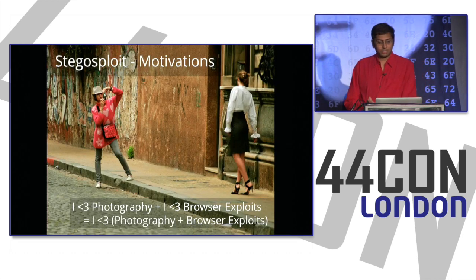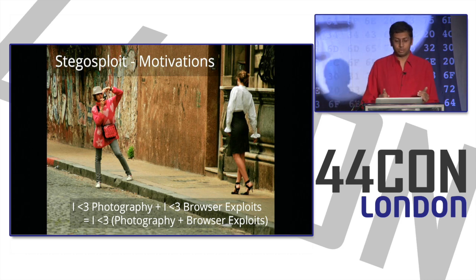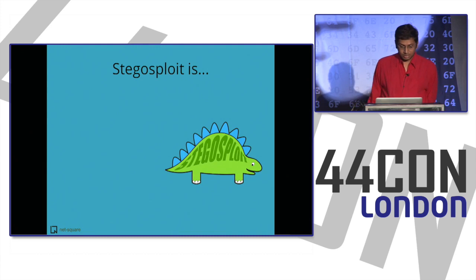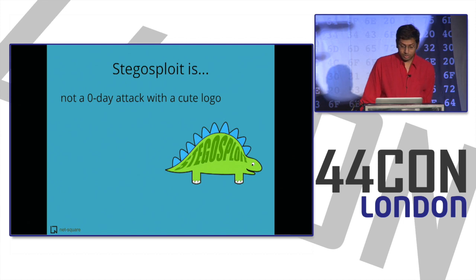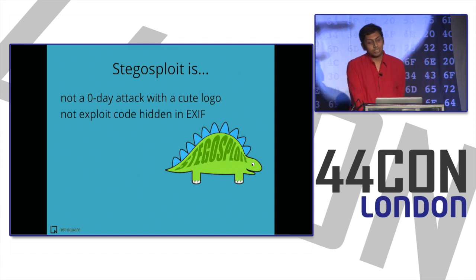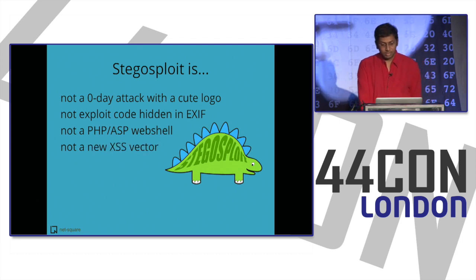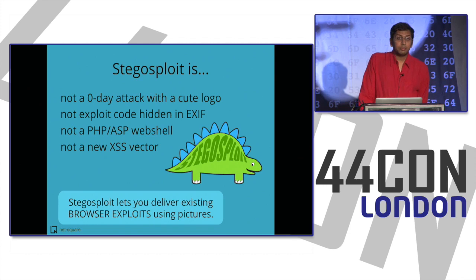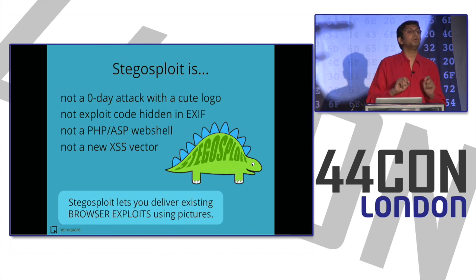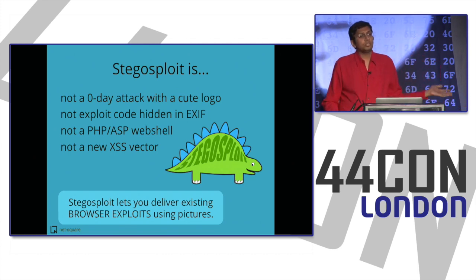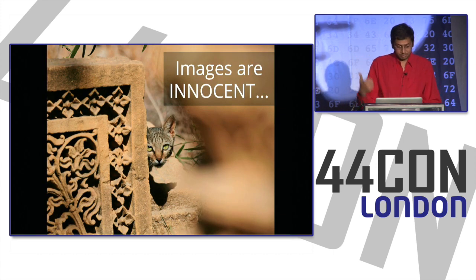So my motivations: I like photography, I like browser exploits, so I like photography combined with browser exploits, and that is what it is. It's not an attack with a cute logo, although there is a cute logo with it. It is not exploit code hidden in EXIF. It is not a web shell. It's not a new cross-site scripting vector. It is simply a delivery mechanism that lets you deliver browser exploits as pure images. In transit, nobody knows that there's an exploit riding on this picture of a pretty cat.